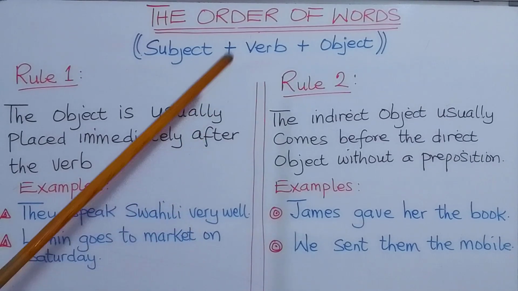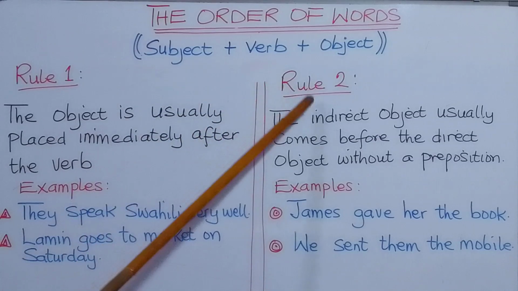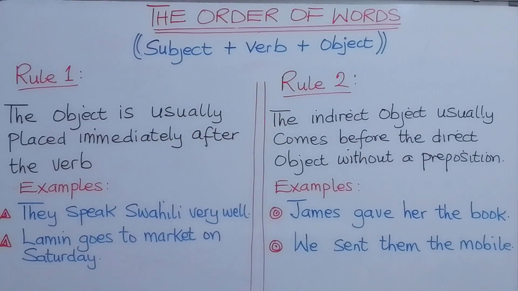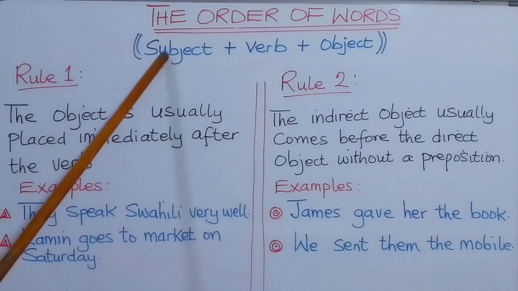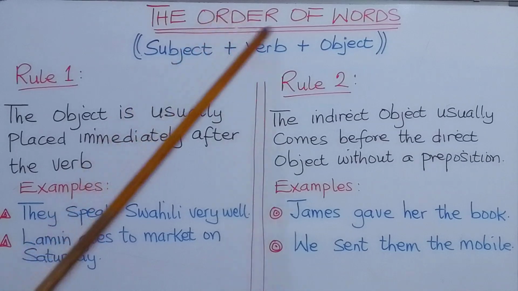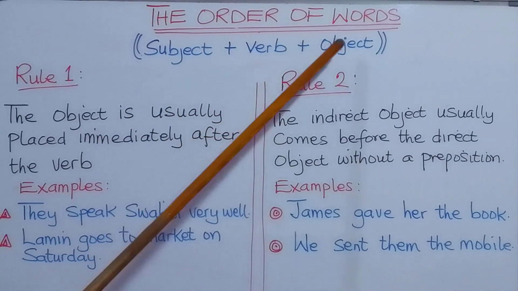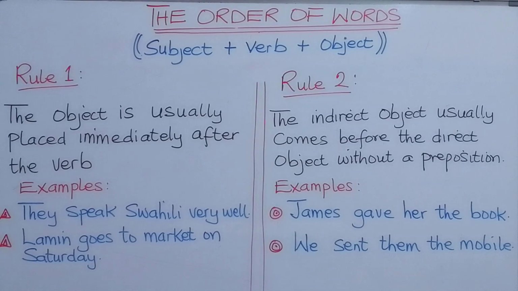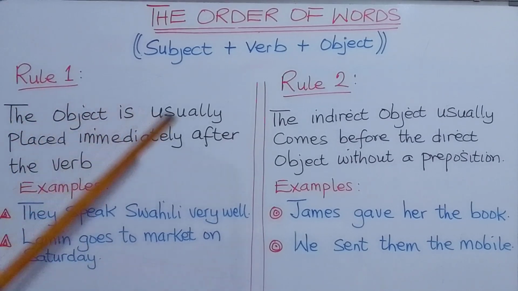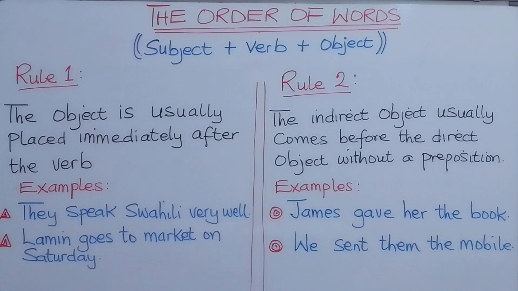Now we're going to look at the basic rules. We're going to look at seven rules. We're going to look at the basic rules that you have to observe while putting your words in order, the order of words, while putting your subject and verb and object. What are the rules? Important principles that you have to follow. Let's look at rule one.